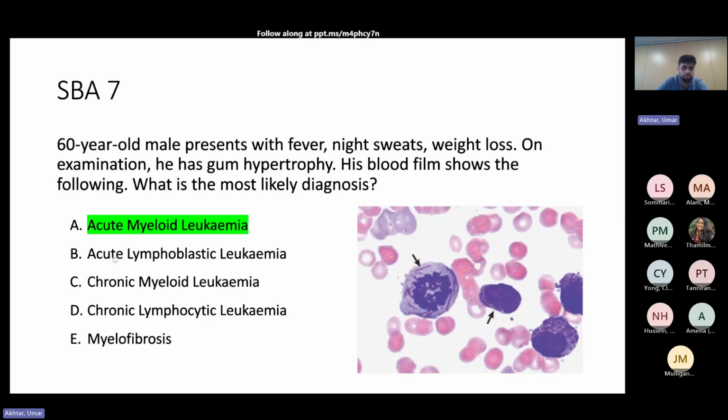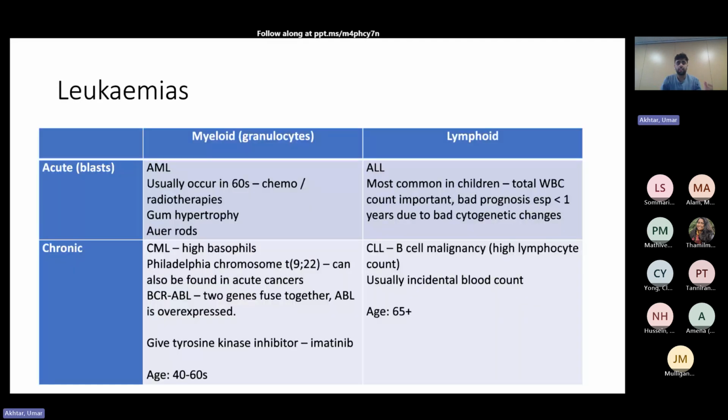If we think about some of the other options, ALL is more in children, so you wouldn't really expect to see a 60-year-old presenting with ALL. The CML and CLL would present differently on blood film, and also the gum hypertrophy pushes you massively towards AML. So let's talk a little bit about the leukemias. We've got 2 different types, myeloid and lymphoid, and within each of those types, acute and chronic versions.